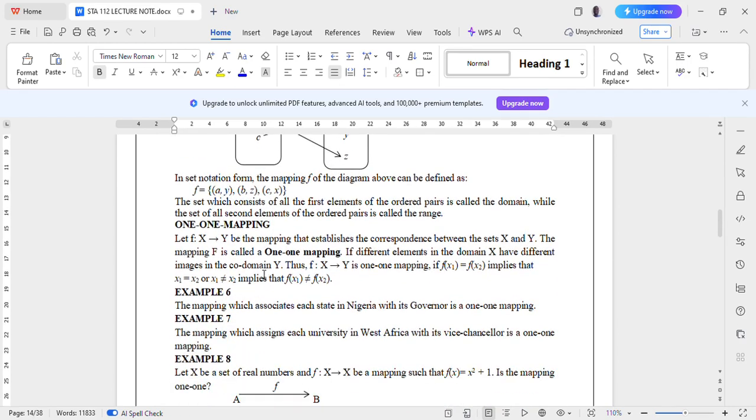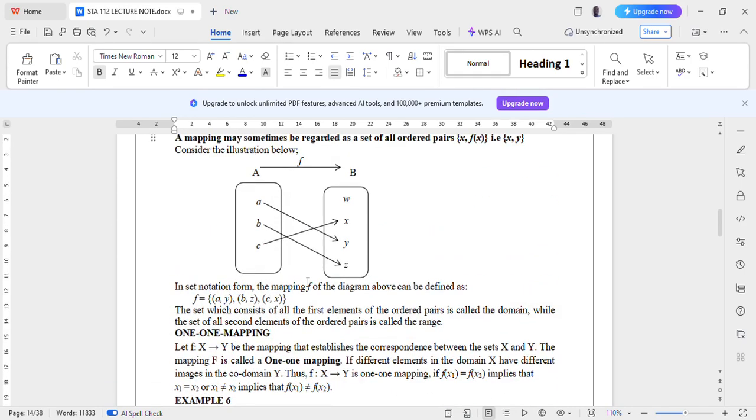Types of mapping. We have one-to-one mapping. We have onto mapping. We have composite. So let's start with one-to-one. Now let f be a function from x to y, the mapping that has established correspondence between x and y. So the mapping f is called one-to-one if different elements in the domain x have different images in the codomain y. So different elements have different what? Images.